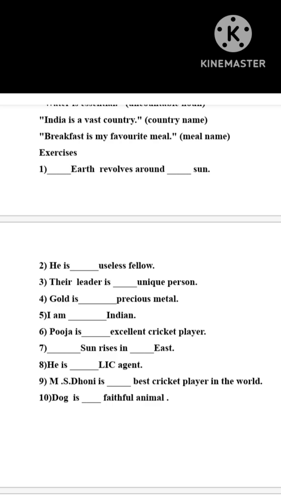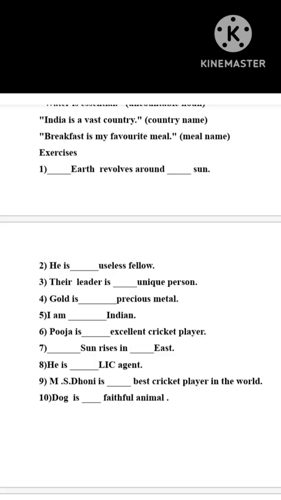Please remember: use a before nouns starting with a consonant sound. Use an before nouns starting with a vowel sound. Use the for specific, exact, previously mentioned or unique nouns. Here are some examples of articles: the definite article, a and an indefinite articles, and no articles. Cats are cute. It's a plural noun, so we don't use any article. Water is essential. It's an uncountable noun, so we don't use any article. India is a vast country. We don't use an article before the country name. Breakfast is my favorite meal.